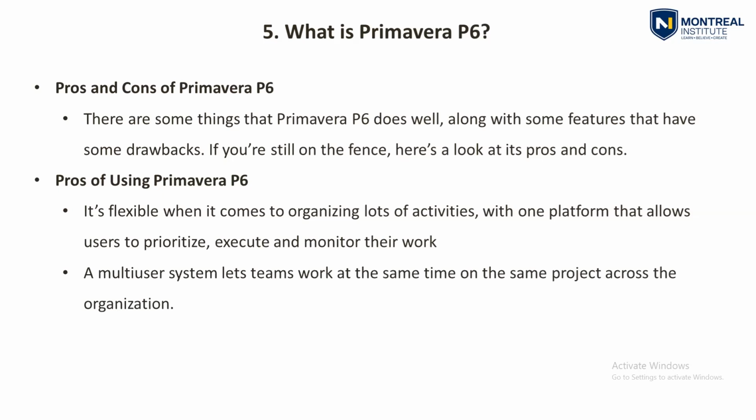A multi-user system lets teams work at the same time on the same project across the organization. As we discussed earlier, there were two versions, but there are three versions now. One is the professional version that we are using as a single user. There is a web version that we can use from the cloud, and the third one is the enterprise version. That enterprise version can be accessed by multiple users.